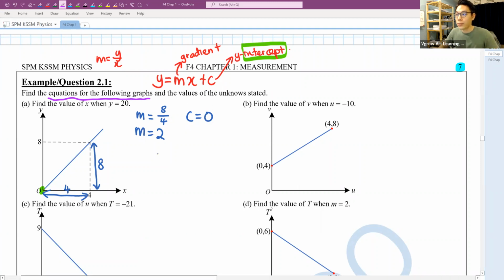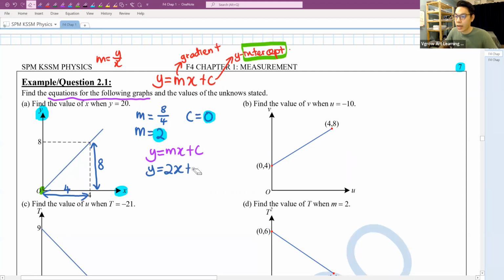So now we can put into our equation already. y equals mx plus c. You see your graph, your y is here, your x is here, your m is 2, your c is 0. So m is 2, x is still x, and c is 0.